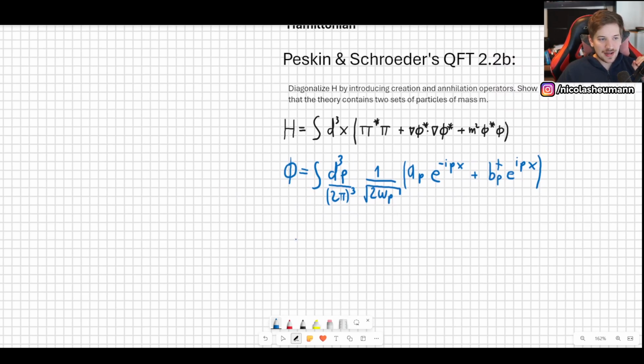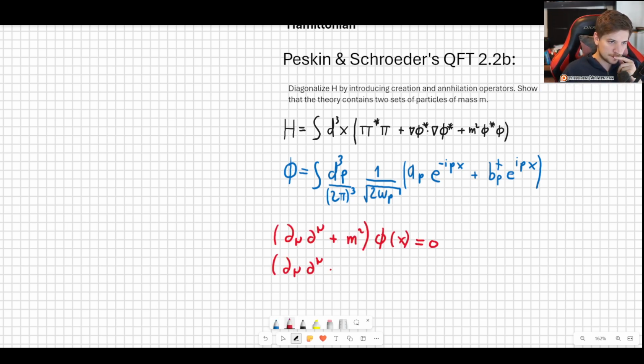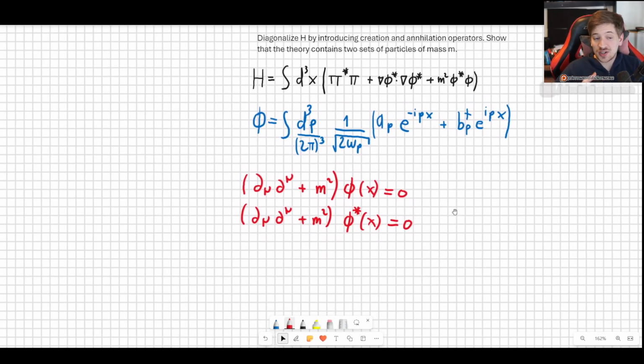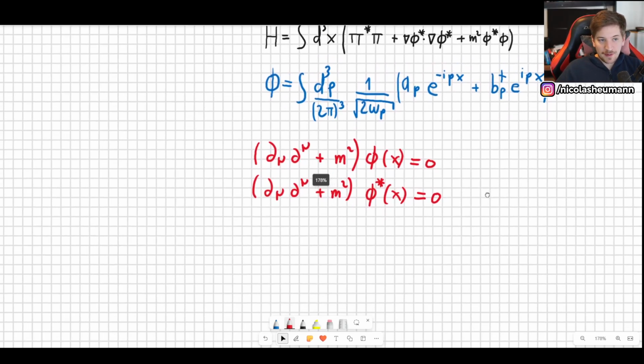So to begin, let's think about what it is that we are doing. We are now in the complex Klein-Gordon field. What that means is that there are now two distinct equations that we need to consider. Since phi conjugate is not the same as phi, it is not a real field anymore. Now we have two Klein-Gordon equations.